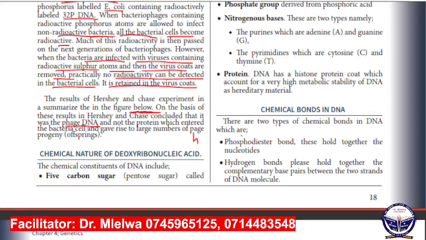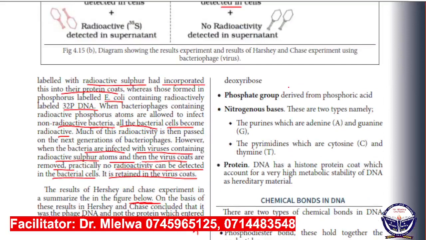Chemical nature of deoxyribonucleic acid. We have discussed these things earlier; it's just like a repetition. The chemical constituents of DNA include a 5 carbon sugar or pentose sugar called deoxyribose. We saw earlier why it's called deoxyribose, because it lacks oxygen at carbon number 2. Then you have the phosphate group derived from phosphoric acid, and nitrogenous bases: purines, which are adenine and guanine, and pyrimidines, which are cytosine and thymine.